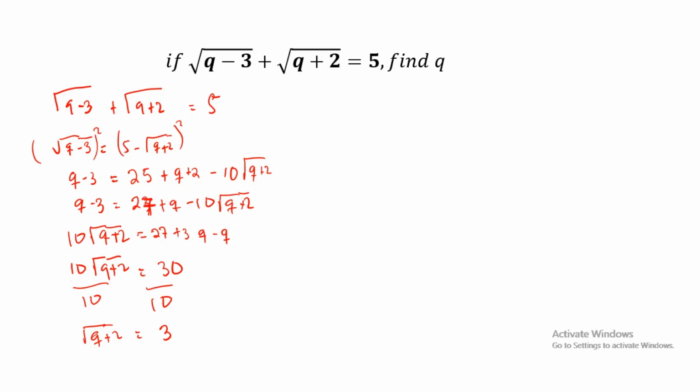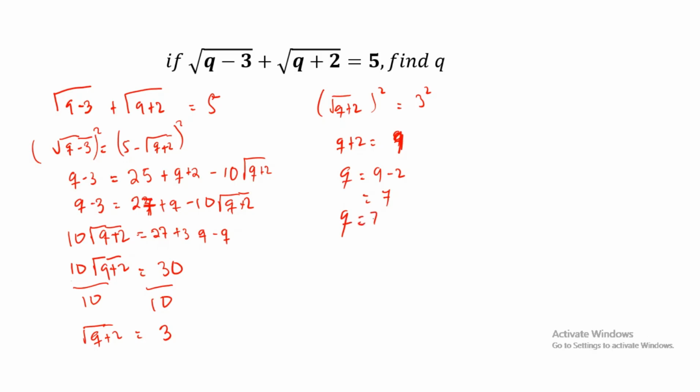So the next thing we need to do is get rid of the square root here by squaring both sides again. Square root of q plus 2 all squared is equal to 3 squared. If you square this side, you get q plus 2 equal to 9. This is actual 9, not p. So q will be equal to 9 minus 2, which is equal to 7.